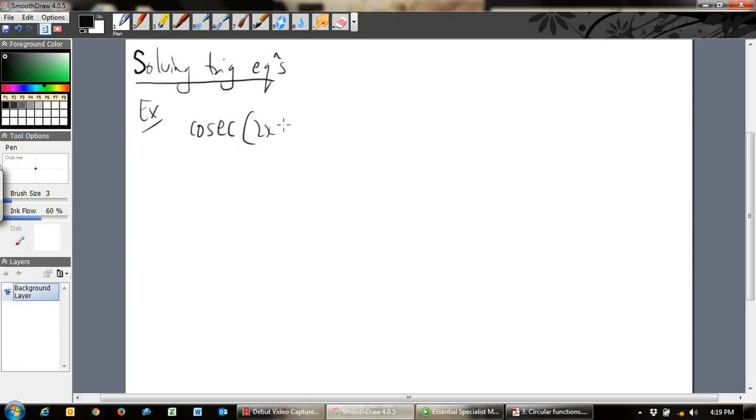So cosec of 2x plus 1 equals 2. What we're trying to do here is rearrange it and solve for x. It sounds easy, but it is something that students struggle with. So let's rearrange this. What we've got is cosec 2x.